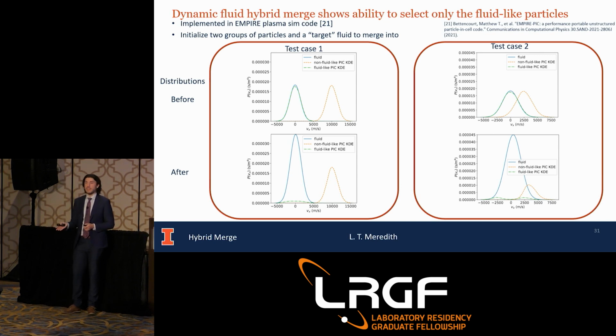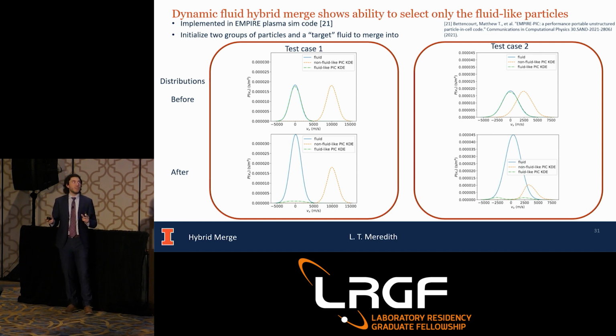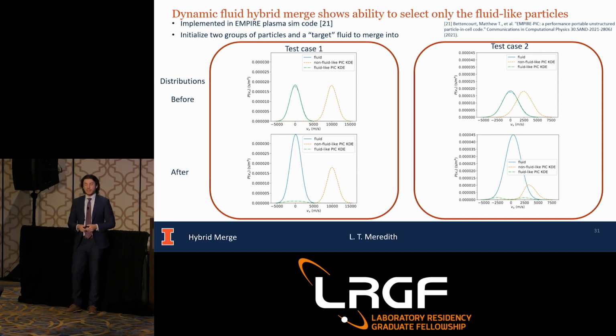I've implemented this in the EMPIRE plasma simulation code, which is developed at Sandia. In this first test case, I'm going to initialize two Maxwellian groups of particles that are far apart in velocity space. Then I'm going to have a fluid distribution that sits right on top of one of those particle populations. Ideally, hybrid merge will only merge particles in from the particle distribution that sits right on top of the fluid.